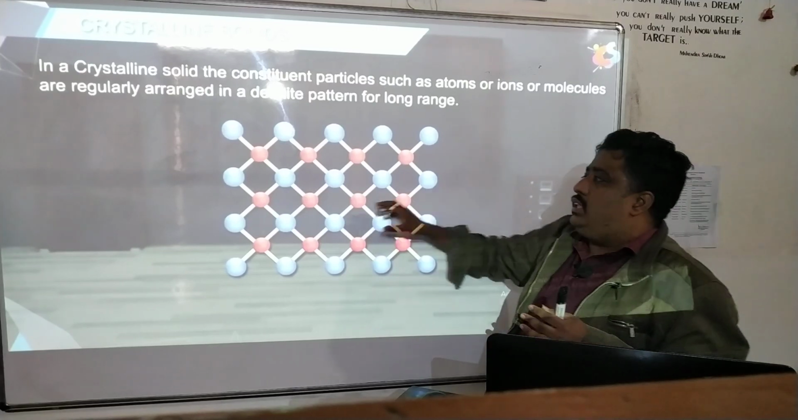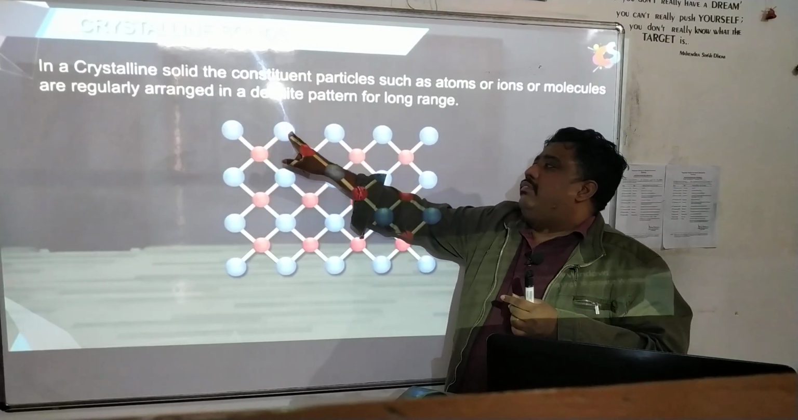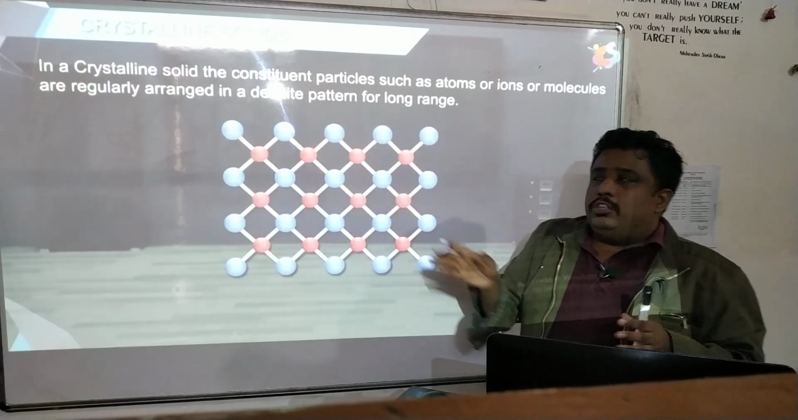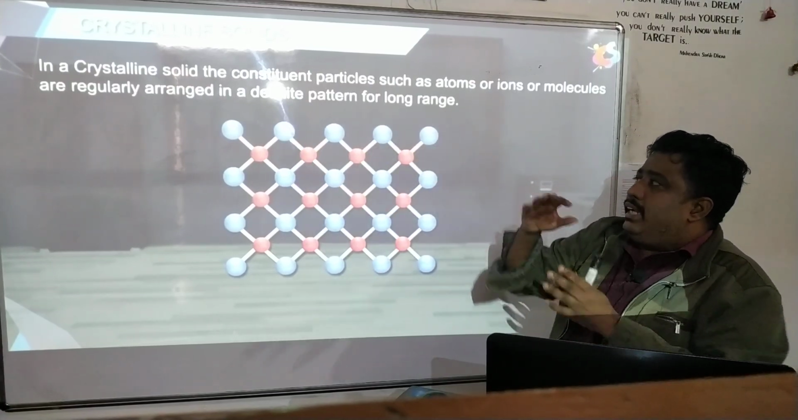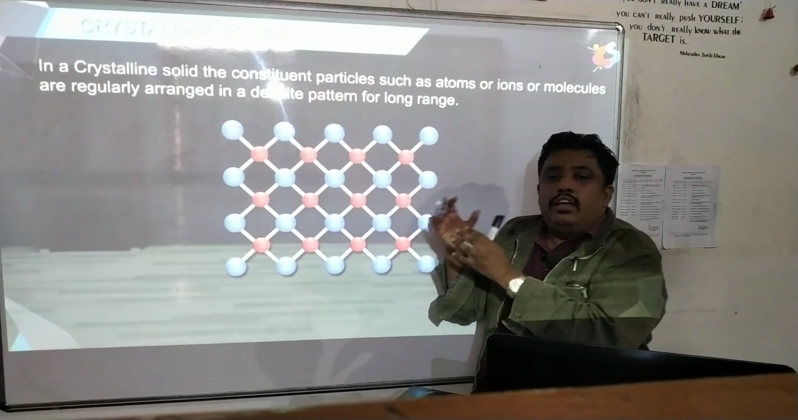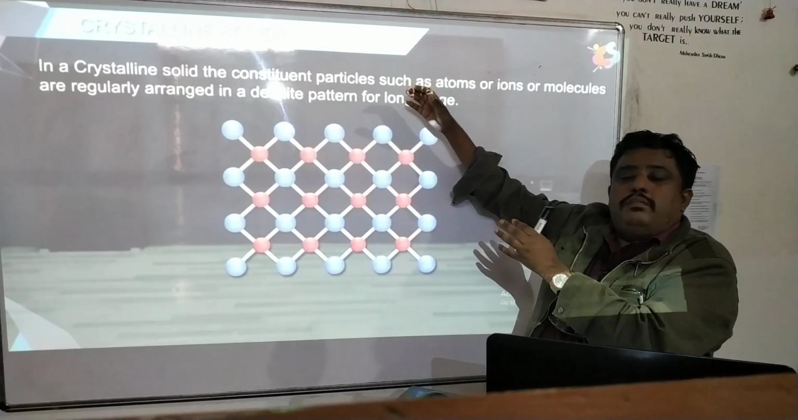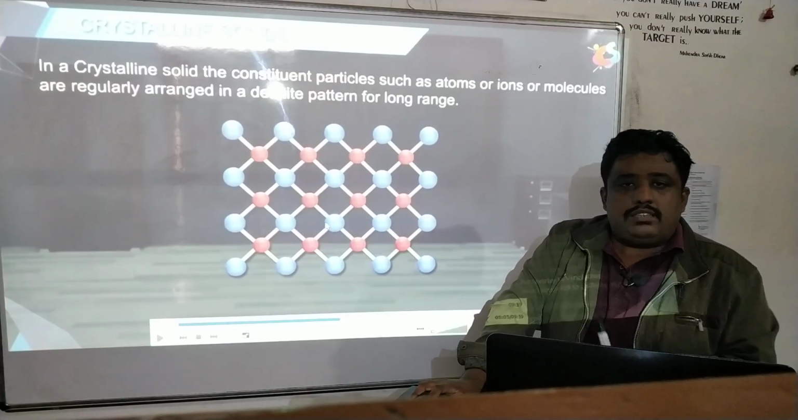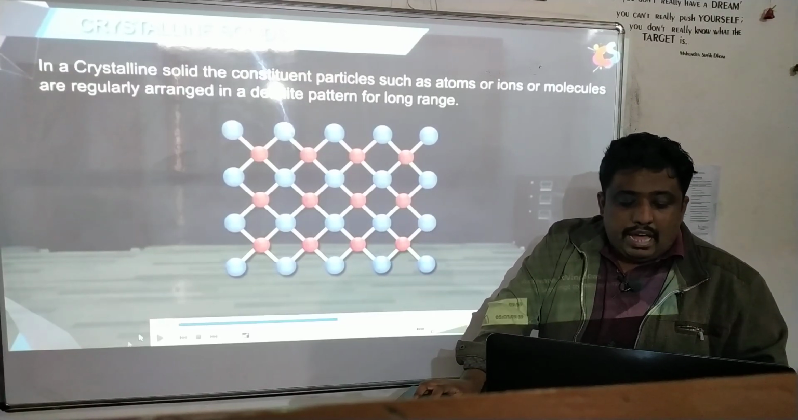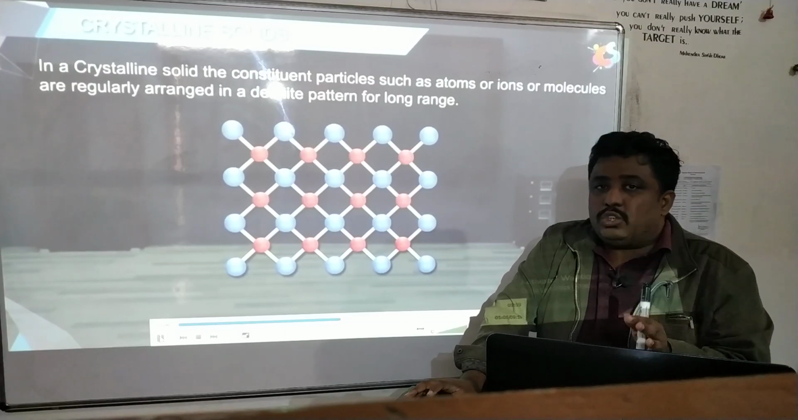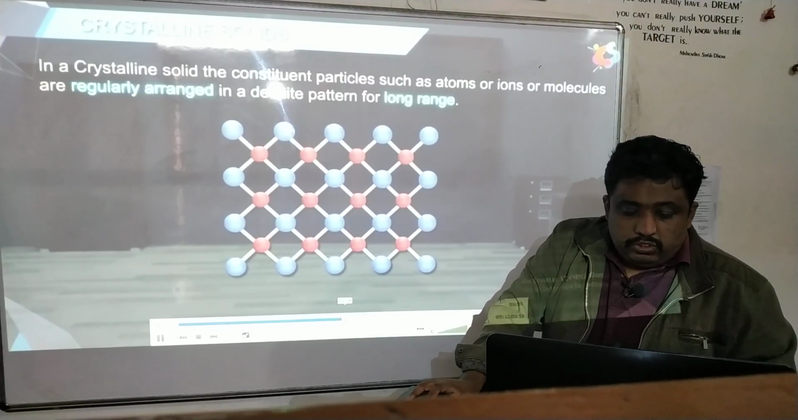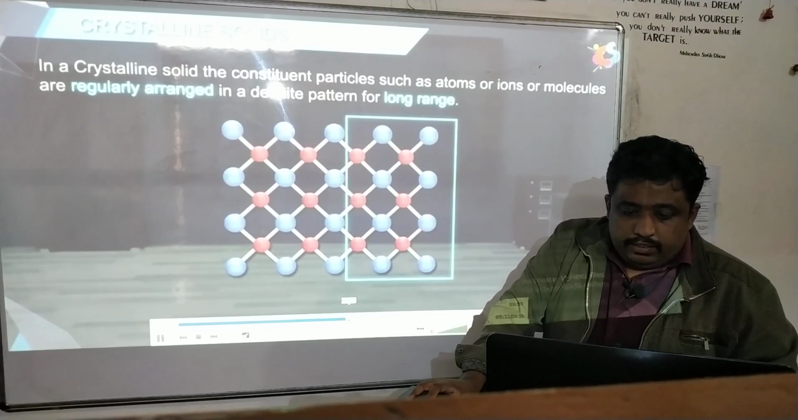But in amorphous, what do you see? After blue comes red, and after red comes blue, again blue, blue, blue, blue, like that, right? So this does not have a long range order. Their definite pattern is there up to a large interval in crystalline, right? So we call such solids, crystalline solids, as having possessed what order? Long range order, right? And then if I go to the next one, yeah.